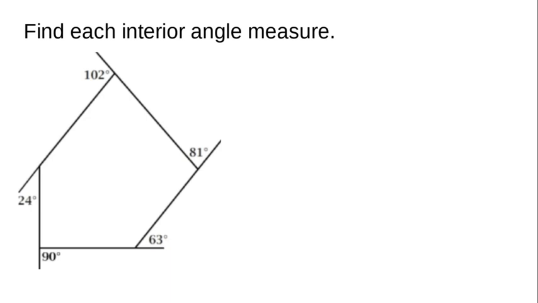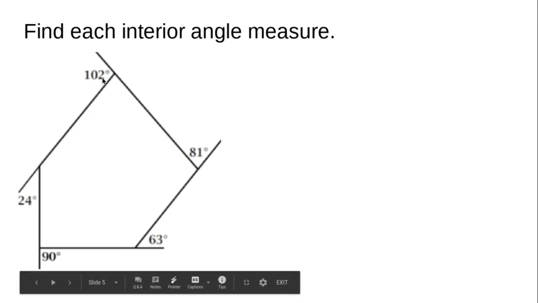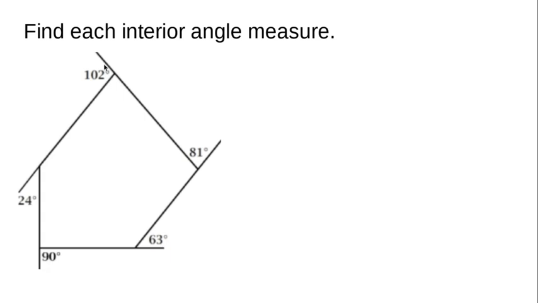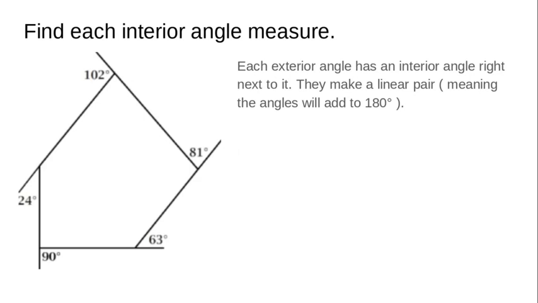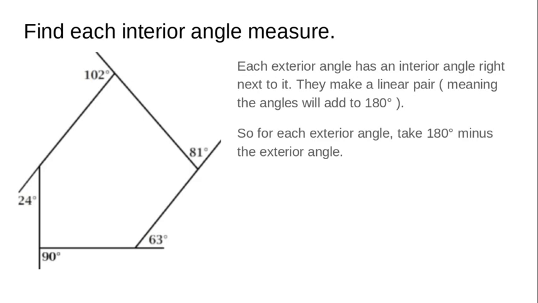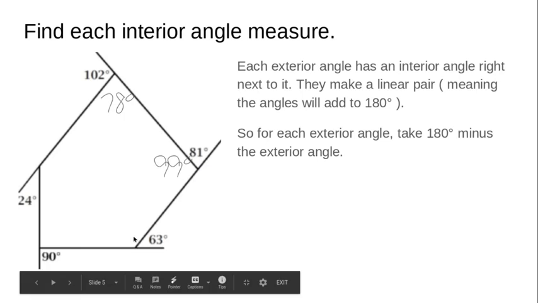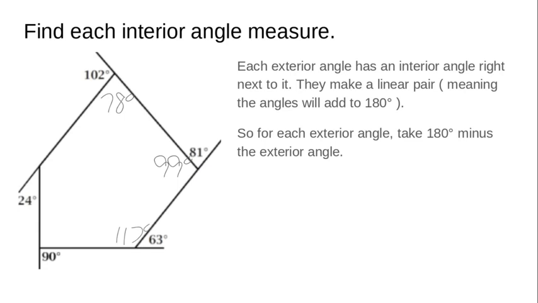But I can also use the fact that these will be linear pairs to get these interior angles that will go with it. So 102 and this angle right here, those are going to form a linear pair, meaning they have to add up to 180. So if I do 180 minus 102, I'm going to get 78 degrees. And then if I move over here to this one, 180 minus 81 degrees gives me 99 degrees. Down here on the bottom right, 180 minus 63 will tell me the inside is 117.